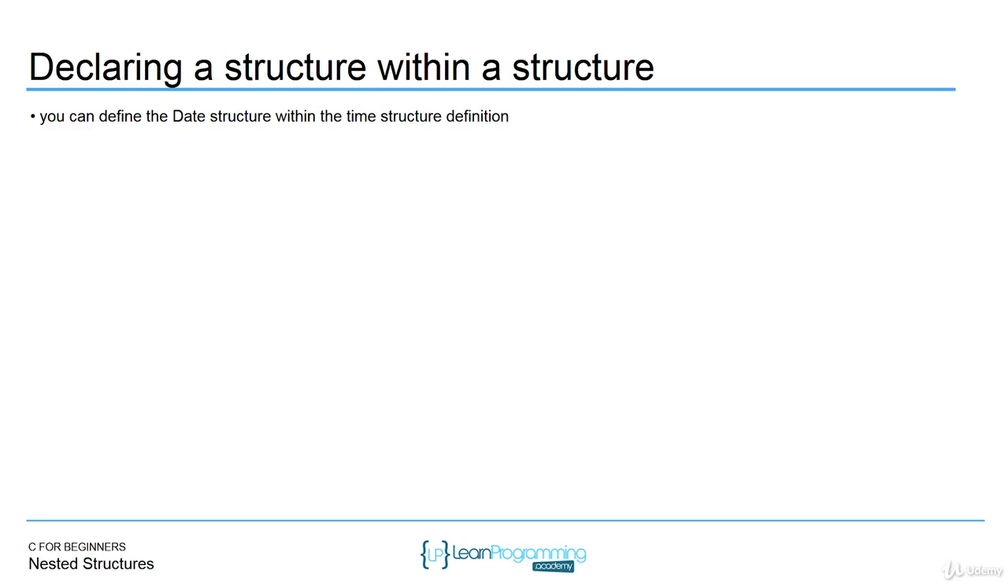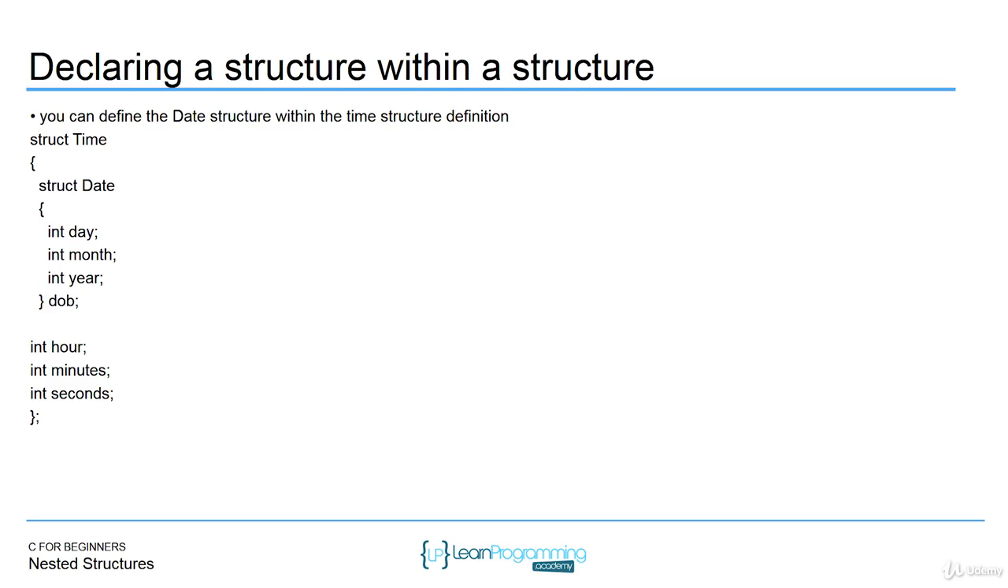Now, if we want to declare a structure within a structure, you can define the date structure within the time structure definition. So this is another category of flexibility. We don't have to necessarily have the date and the time structure defined somewhere else. We can define those structures right in our date and time structure. So here would be an example of just defining the date structure inside there, inside the time structure. So here we have a nested structure, but we actually defined it inside the definition of time struct.